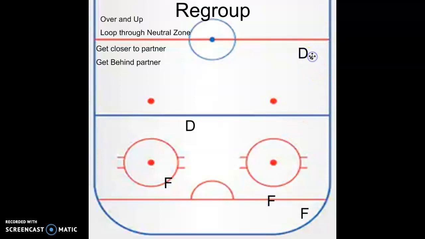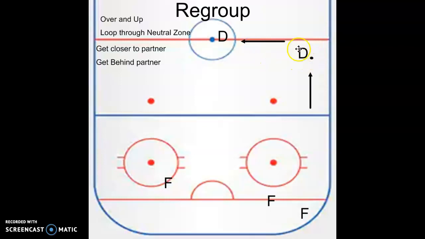Once he draws it straight back, the important part of his partner is 2 things. When he sees his partner draw the puck back, he needs to get closer to his partner and has to get behind him. Both of these things are really, really important. The reason he does that is because in all of our regroups, once your partner draws it back into the neutral zone, he's always going to go over to his partner. So we're always making a D-to-D pass.